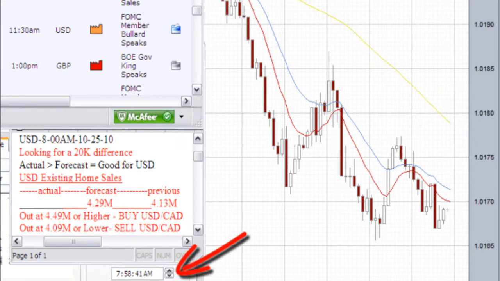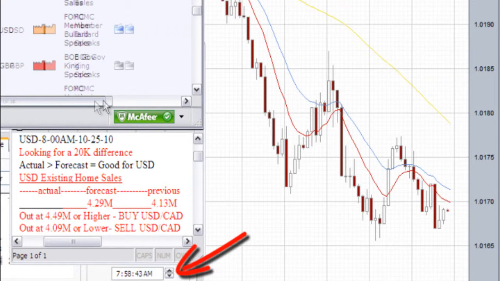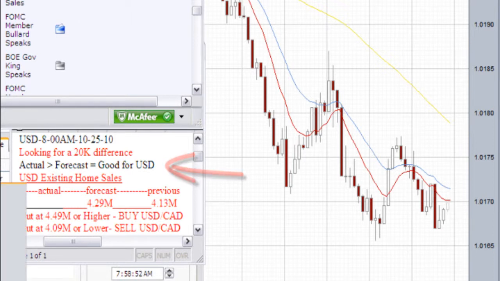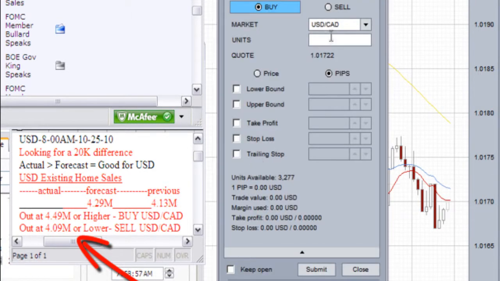Down here is my time. Next is my plan in case there is a surprise to the market. The plan tells me which action to take if the actual report is different from the forecast. Here are my trigger points.